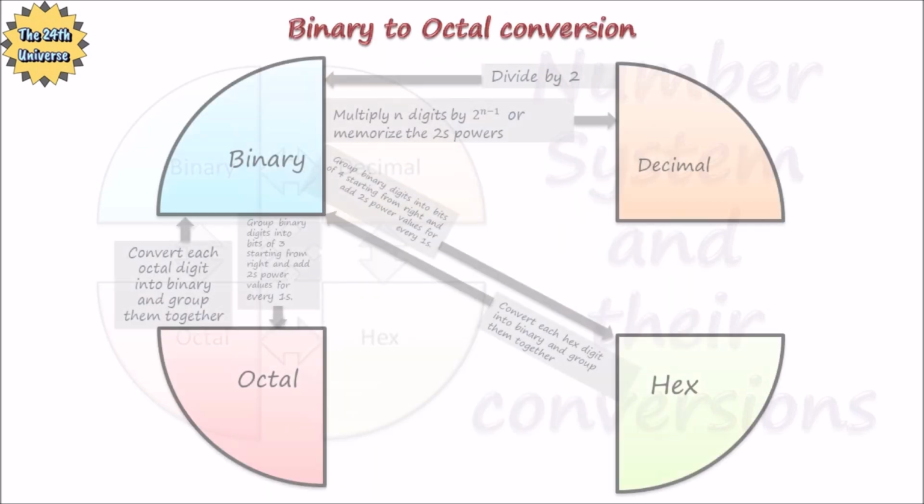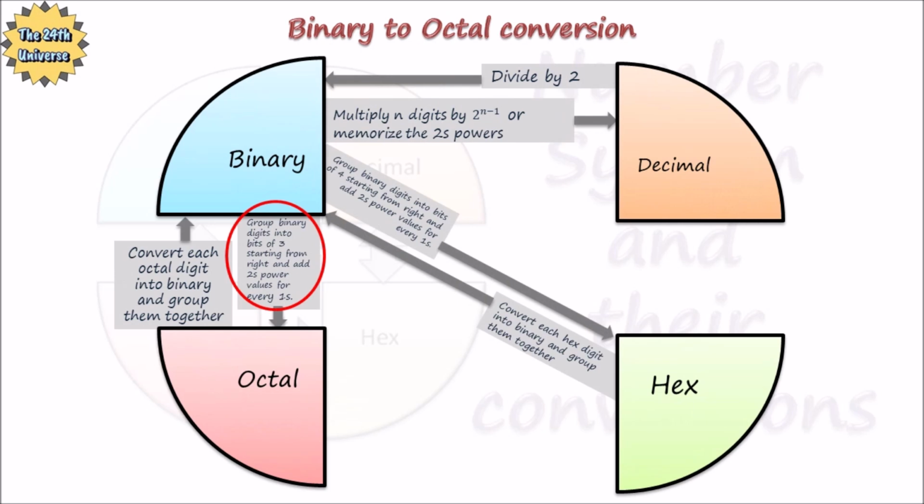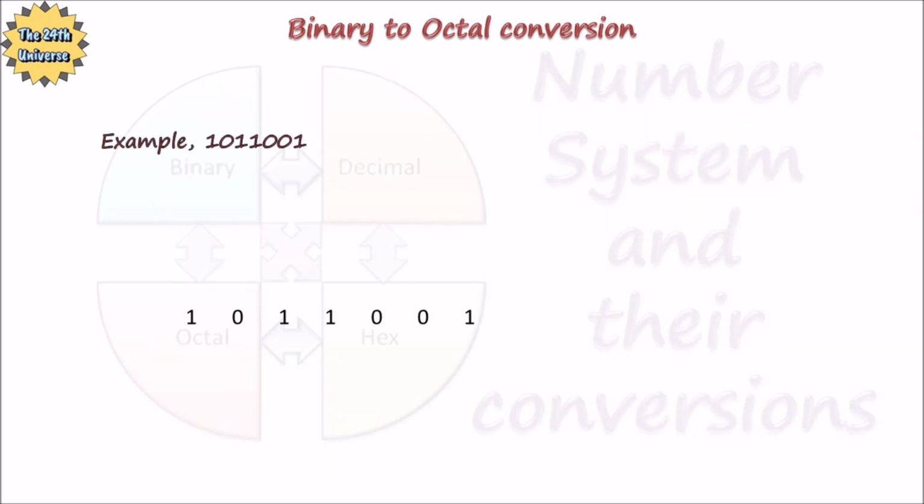The next type of conversion is binary to octal. Arrange the digits into groups of 3 bits starting from the rightmost digit. A leading 0 can be added to make a group. Then convert each group into the corresponding octal equivalent using binary to decimal conversion. Let us understand this with an example.